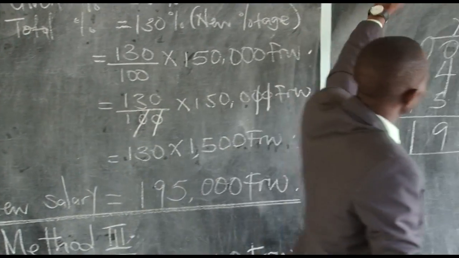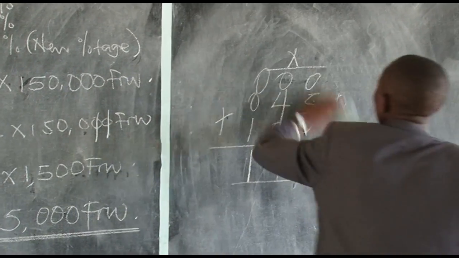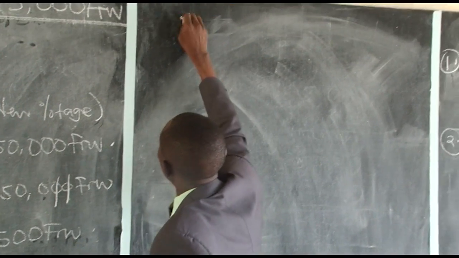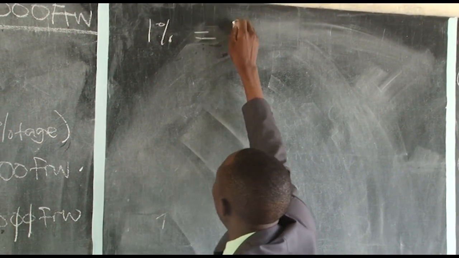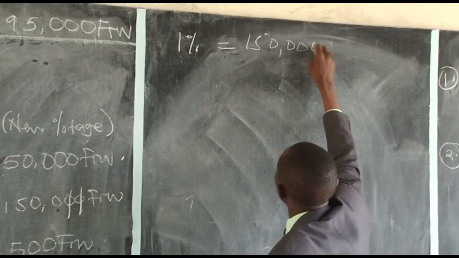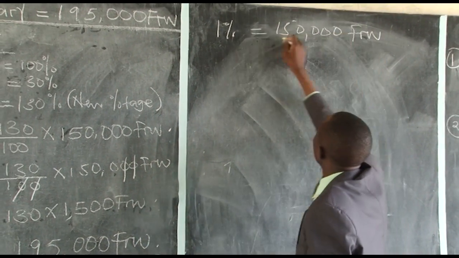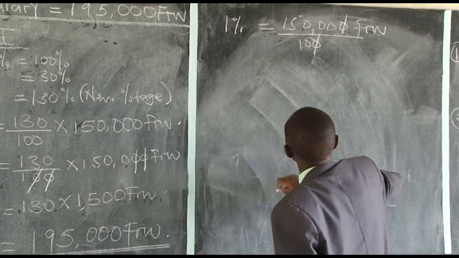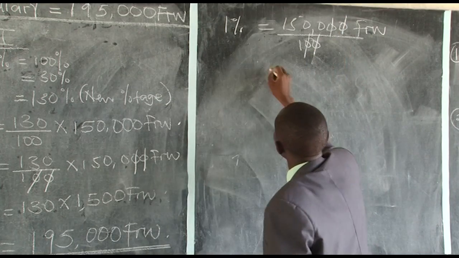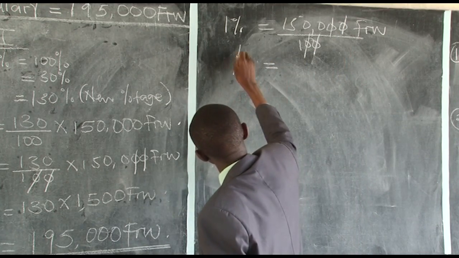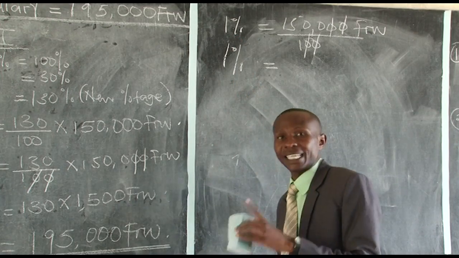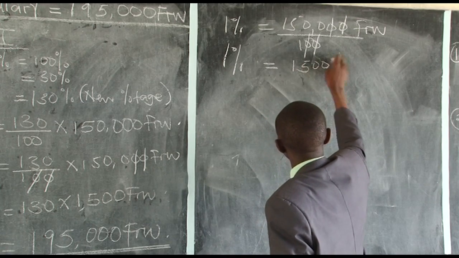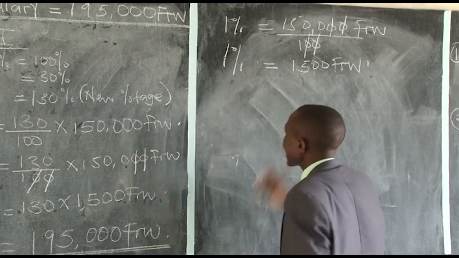And if it will be for 1%, let's divide it out and we find out. We shall say 1% is equal to 150,000 francs divided by 100. This 0 will cancel out this 0. This 0 will cancel out this 0. So we shall come here and say 1% will give us 1,500 francs. This is for 1%.